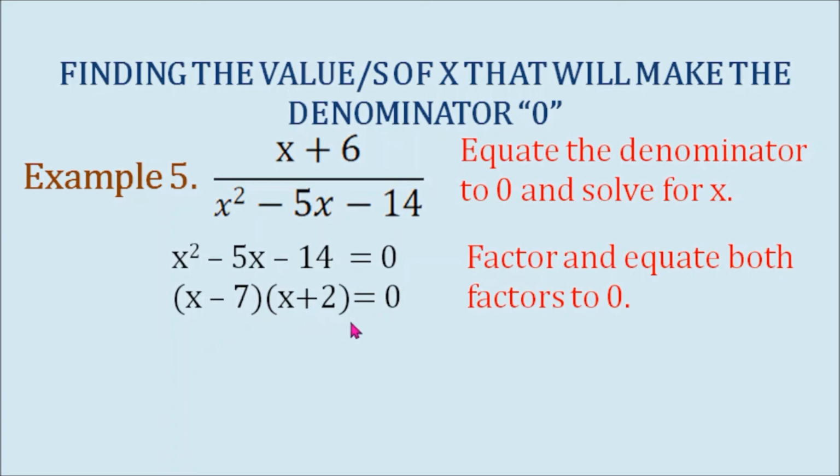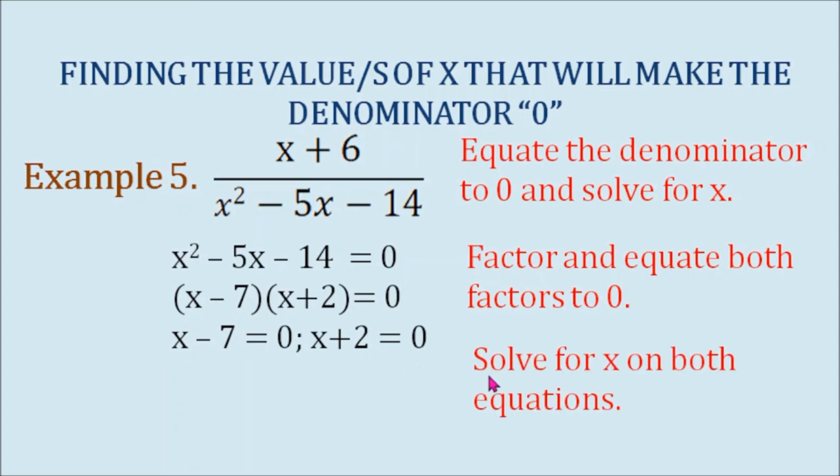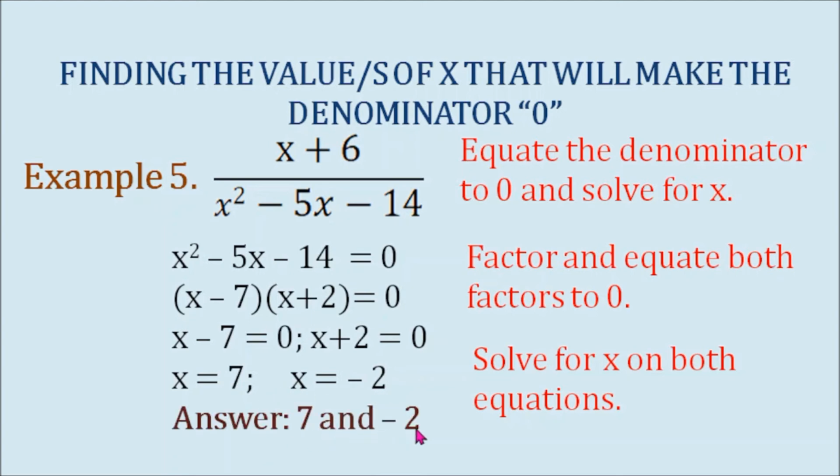Now we are going to equate both factors to 0. So x minus 7 equals 0, and then x plus 2 equals 0. Then we are going to solve for x on both equations. So for the first equation, x minus 7 equals 0, adding 7 on both sides, so x equals 7. And for our second equation, subtracting 2 from both sides, we have x equals negative 2. So the answers are 7 and negative 2.